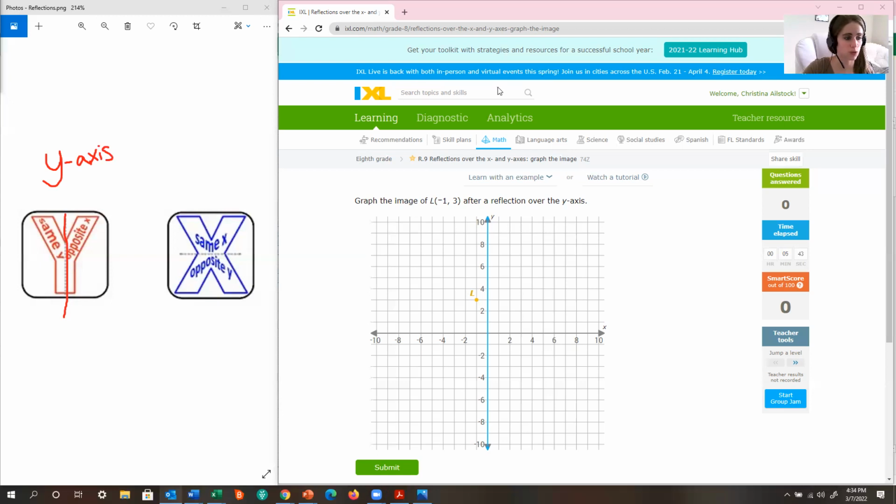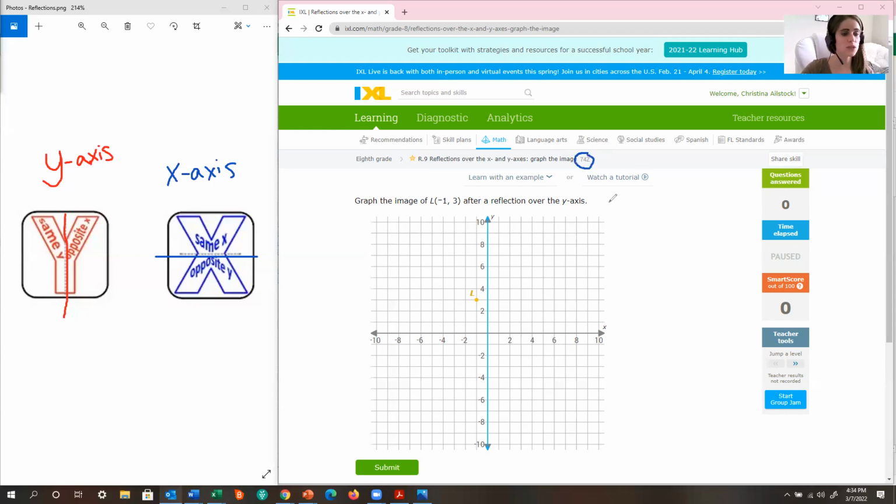Now, if something is being reflected across the x-axis, so reflecting it horizontally, your x value stays the same, and it's just the y value then that has the opposite sign. So let's go through that, and we'll kind of discuss why that little rule works as we go through these examples here.